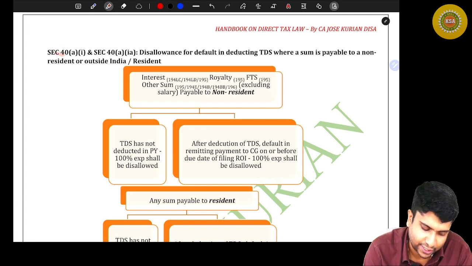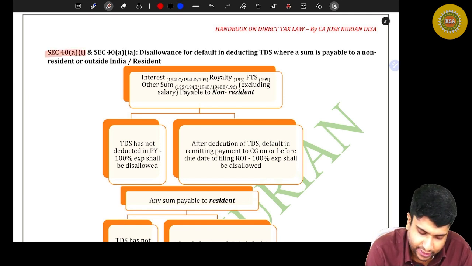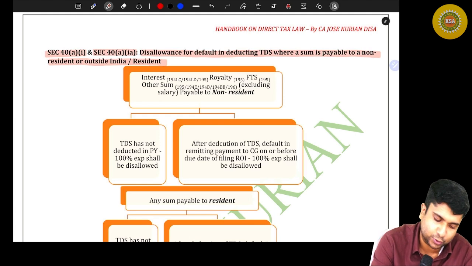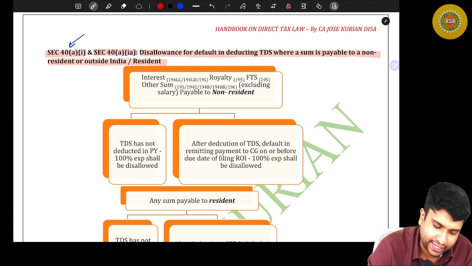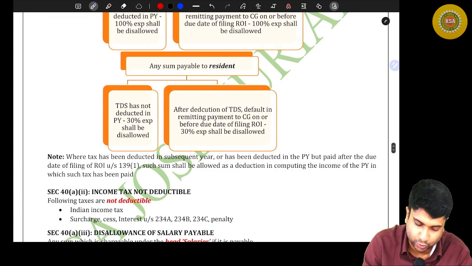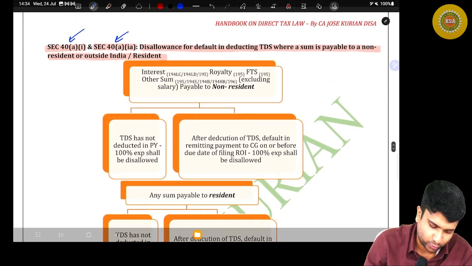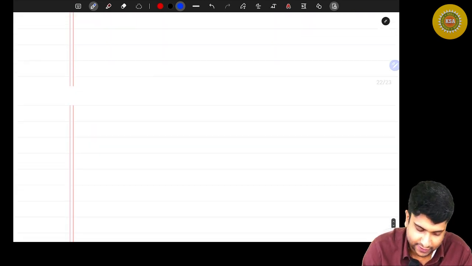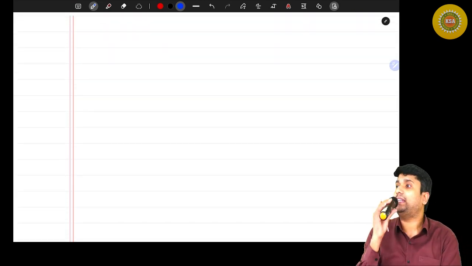So we'll discuss the first disallowance. Can you read the section? Section 40A1 and section 40A1A. That is disallowance for default in TDS, where the sum is payable to a non-resident or outside India, or to a resident. We will discuss these two sections together. Before that, what do you mean by TDS?